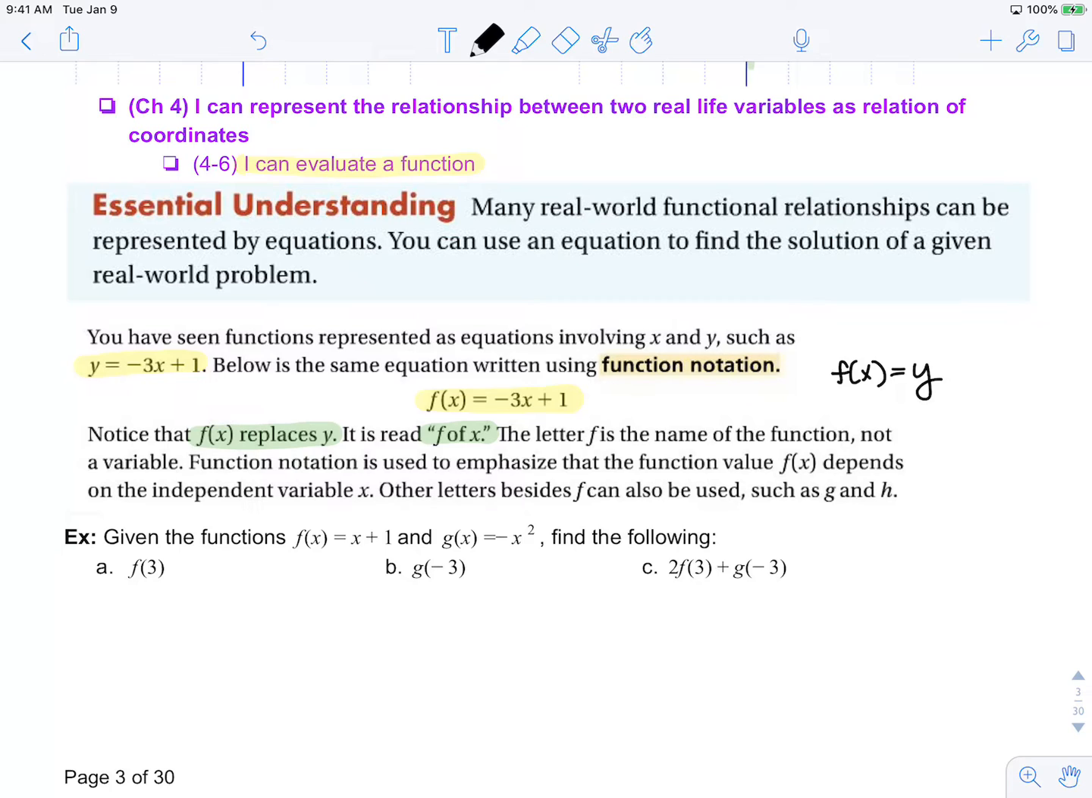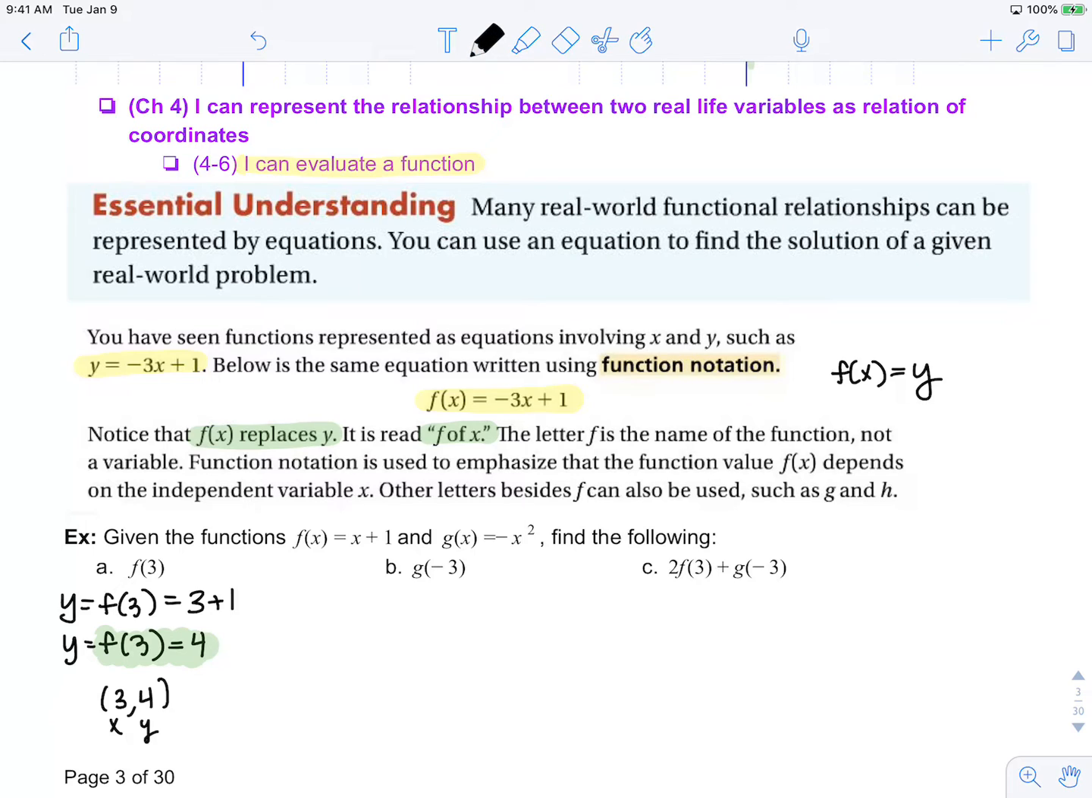Given the functions f of x equals x plus 1 and g of x equals negative x squared, find the following. So we're trying to find y values when we're finding f of something. So we know y equals f of 3, and that's just going to be our function with 3 plugged in. So y equals f of 3, which equals 4. And we can look at this as a coordinate, 3 comma 4, where x was 3 and our y value is 4. But the overall answer is f of 3 equals 4.